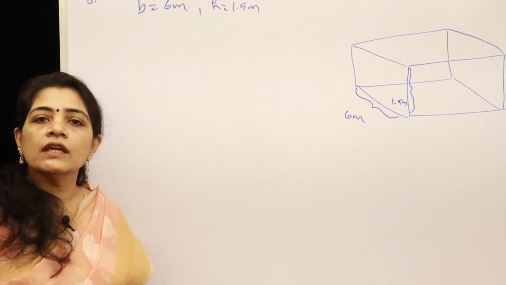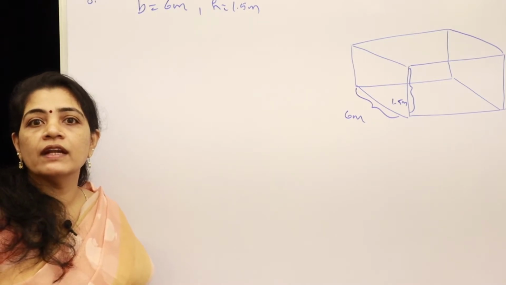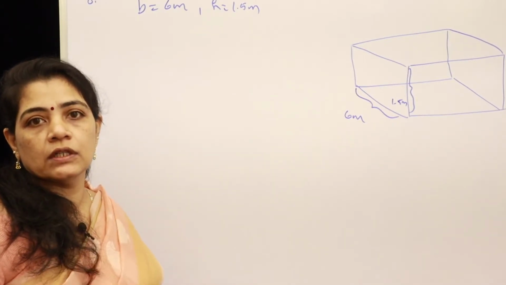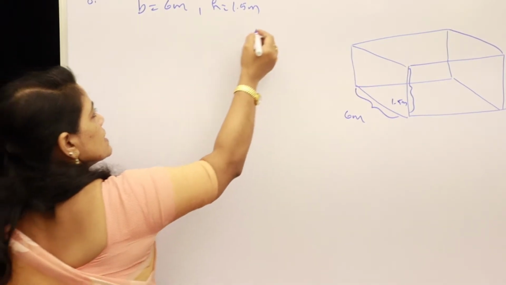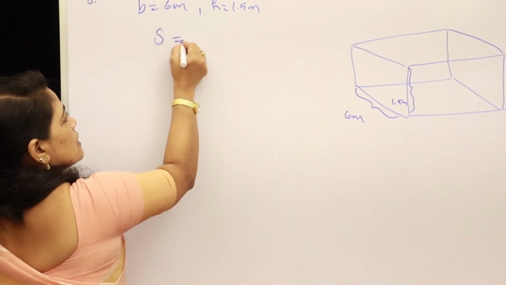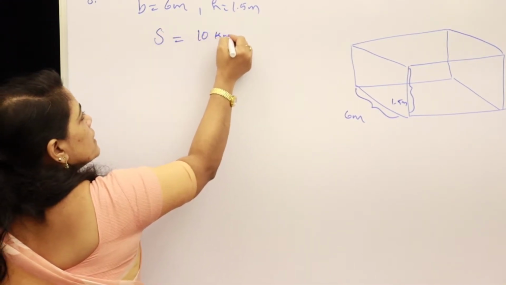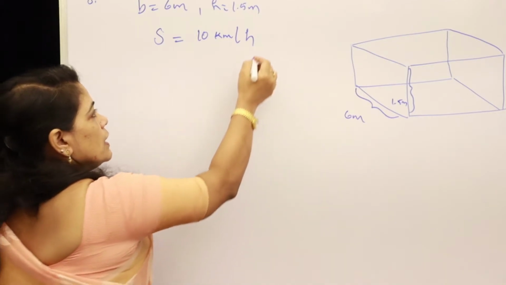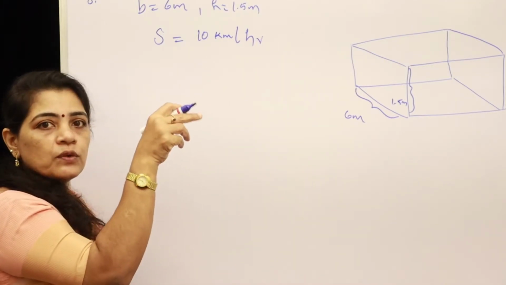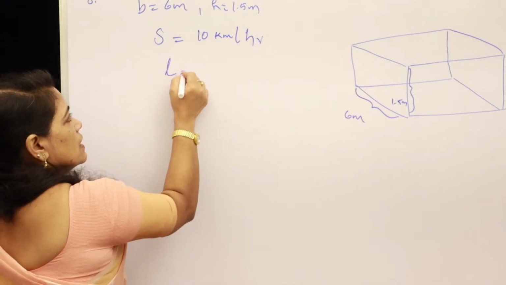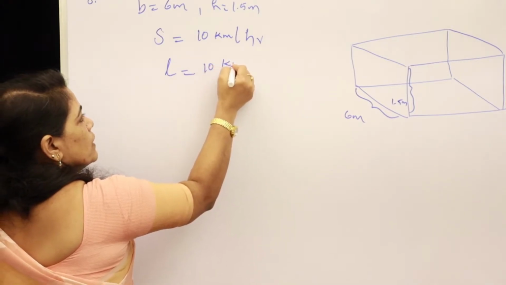But length is not given. Instead, we have been given the speed of the water by which it is flowing: speed is equal to 10 kilometer per hour. From this you can easily get the length, which is 10 kilometer.